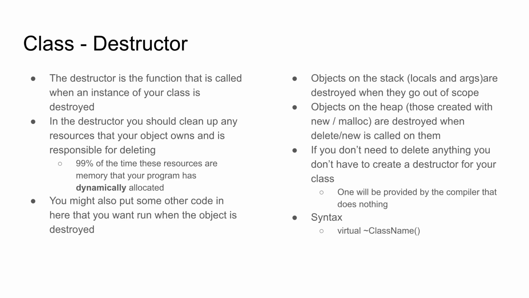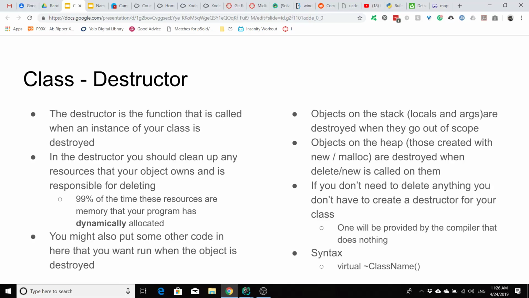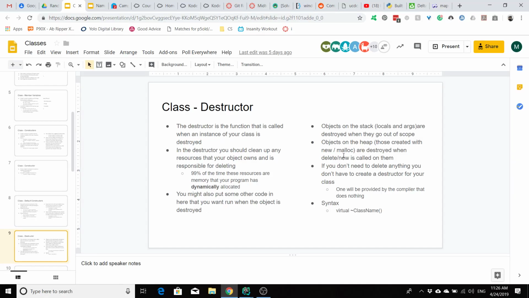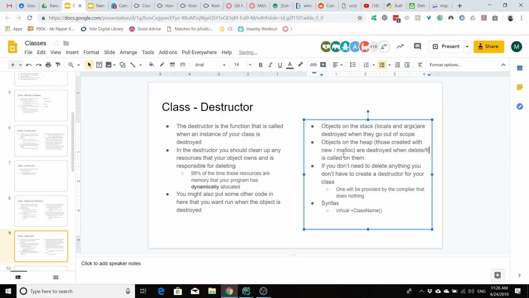Objects on the stack, again, are going to be destroyed when they go out of scope. Objects on the heap, which we'll get to in a little bit, probably in the next couple weeks, are the things that you create with new or malloc, and they're destroyed when you call delete or free on them. If you don't need to do anything inside your destructor, you can just leave it empty. The compiler will provide one for you, but it's good to always create one.